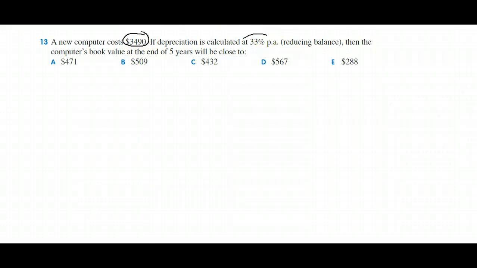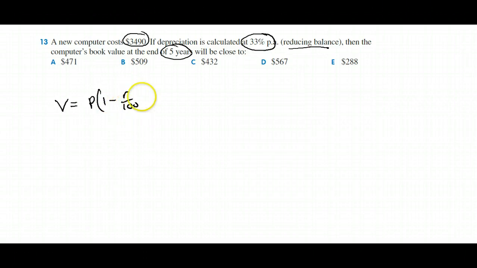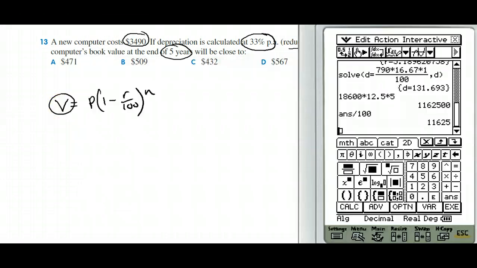Alright, in question 13, a new computer costs this much. If depreciation is 33% per annum, reducing balance, the computer's book value at the end of 5 years will be close to. Okay, so for reducing balance problems, we use this equation. V equals P, inside the brackets, 1 minus R over 100 to the power of N. And that's actually what we want, is the book value. So this equation is going to take us straight to the answer.